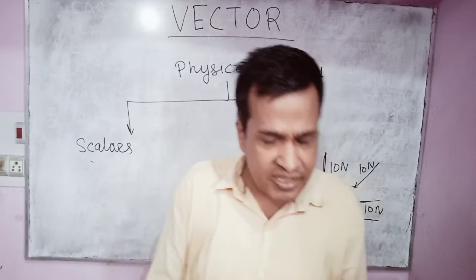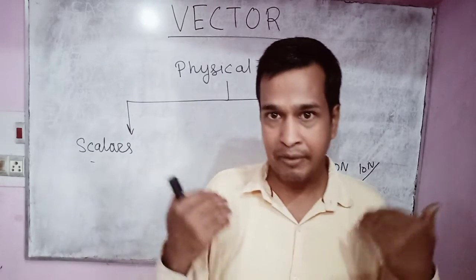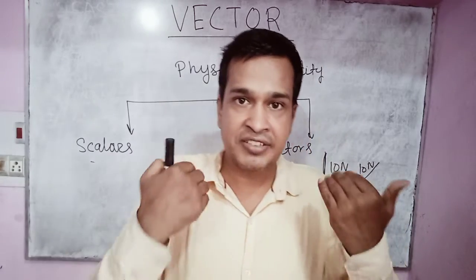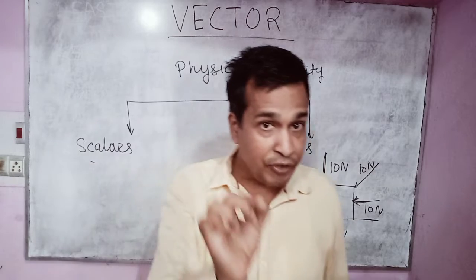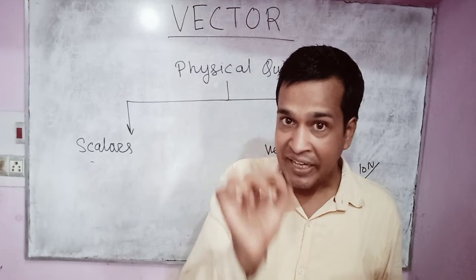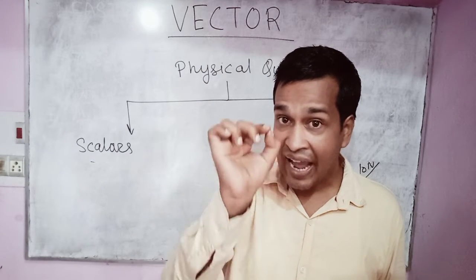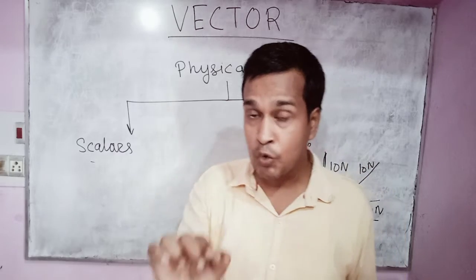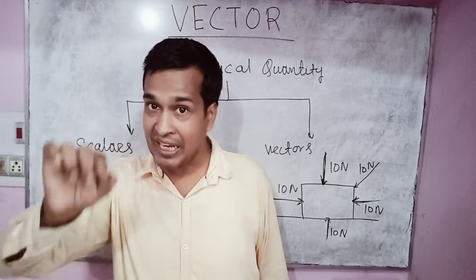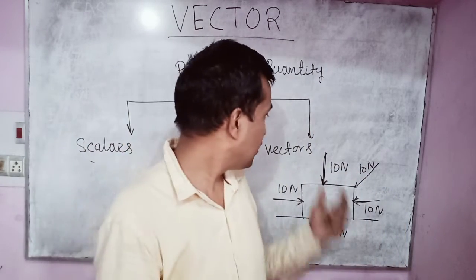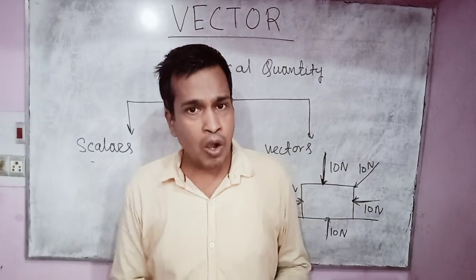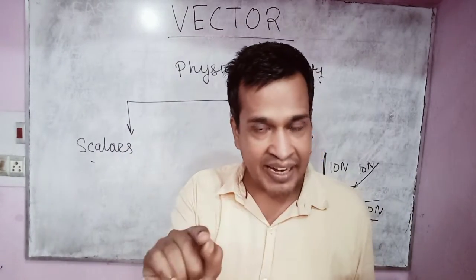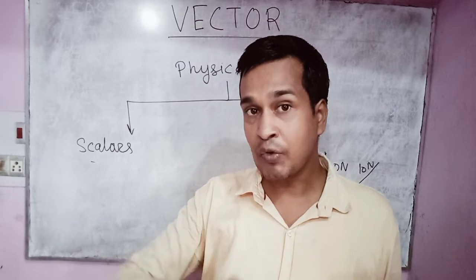So what is the definition of a vector? If anybody asks me, give me the definition of vectors, the definition can be: the physical quantities which have magnitude and direction, and which are added or subtracted according to the triangle rule of addition or parallelogram rule of addition, are called vectors. Let me clear one thing here, that only having magnitude and direction does not make a physical quantity a vector.